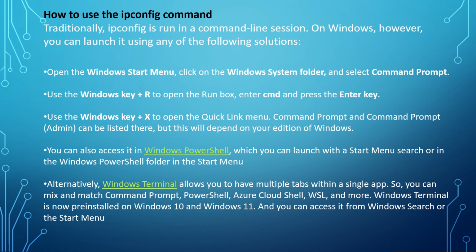You can also access it in Windows PowerShell, which you can launch with the Start menu search, or in the Windows PowerShell folder in the Start menu. Alternatively, Windows Terminal allows you to have multiple tabs within a single app, so you can mix and match Command Prompt, PowerShell, Azure Cloud Shell, WSL, and more. Windows Terminal is now pre-installed on Windows 10 and Windows 11, and you can access it from Windows Search or the Start menu.